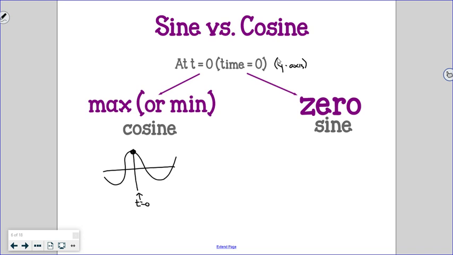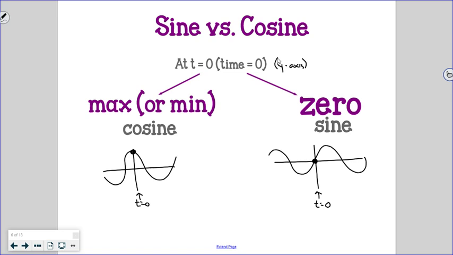Compared to, they say, that at time equals 0, or at the initial, which again is our y-axis, that it's at 0, that would be a picture like this. I can see that that would be indicating that I'm supposed to be writing it as a sine curve.